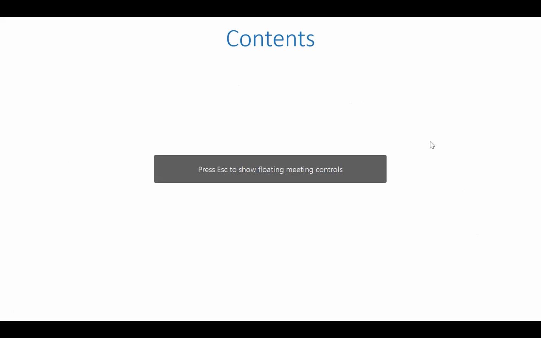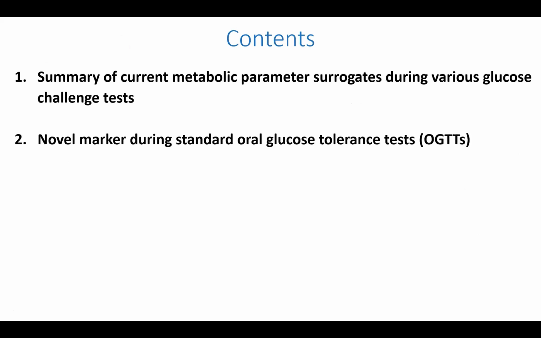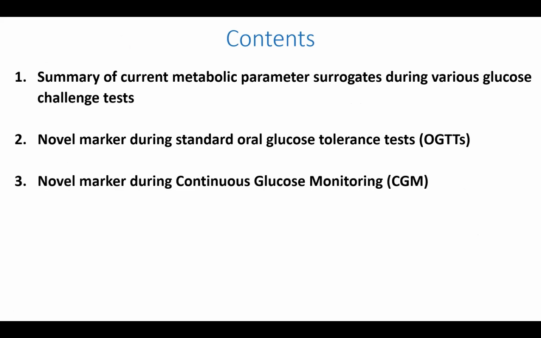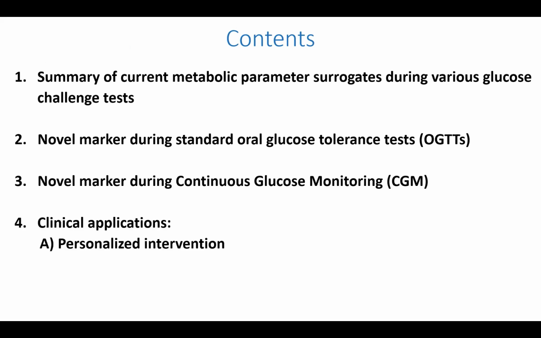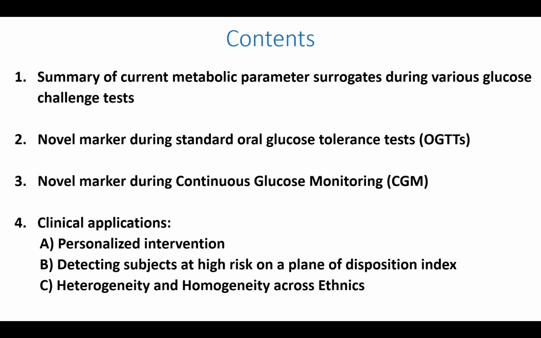Now, the detailed contents of today's talk. My talk is composed of 4 parts. First, a summary of current metabolic surrogates during various glucose challenge tests. Second, a novel marker during the standard oral glucose tolerance test. Third, a novel marker during continuous glucose monitoring. Fourth, clinical applications. The first is personalized intervention. Second is detecting high-risk subjects in the plane of disposition index. And third is heterogeneity and homogeneity across different ethnic groups.